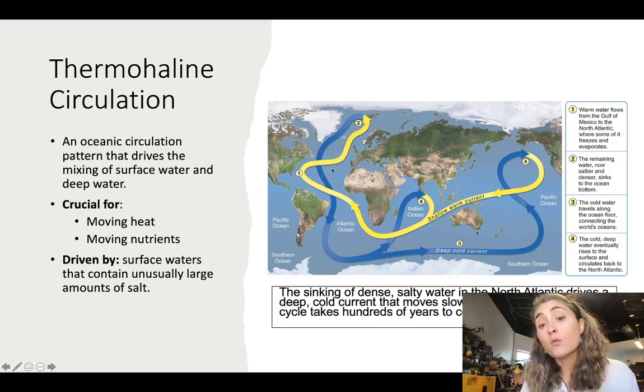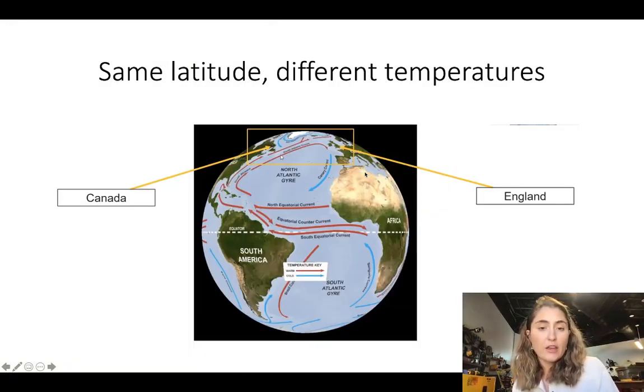bringing warmer water to what would normally be colder regions, because you can imagine up here, this region should be relatively cold, but because we have this warm, shallow current making its way, it makes this landmass actually much warmer. And that's actually what I want to show you here.